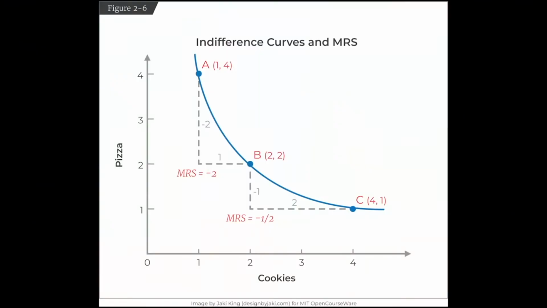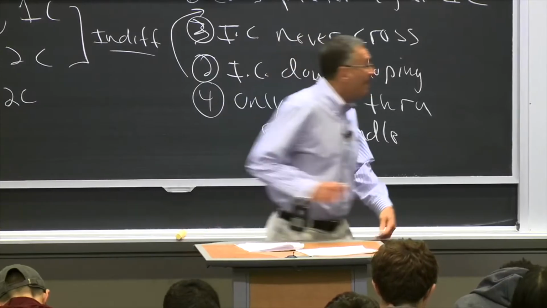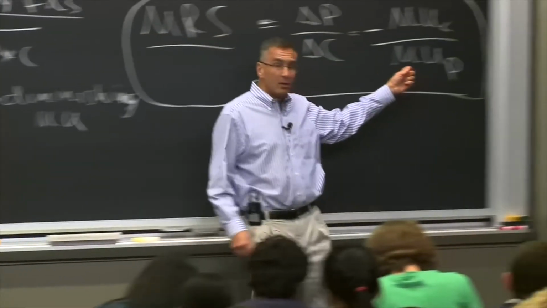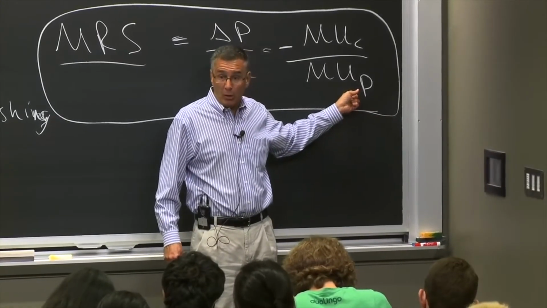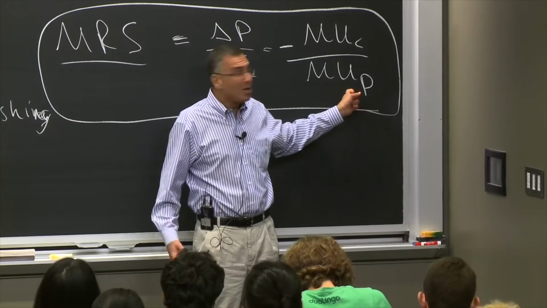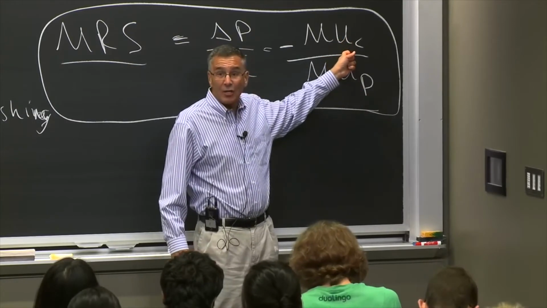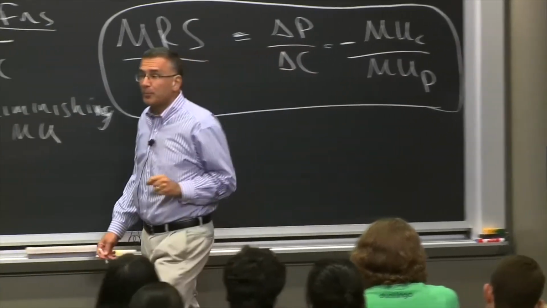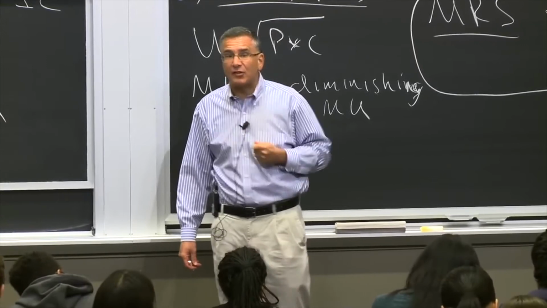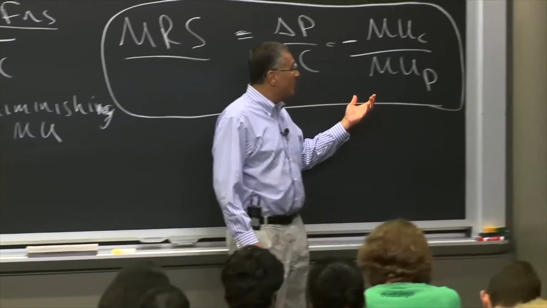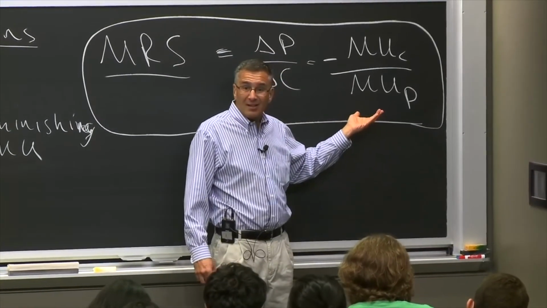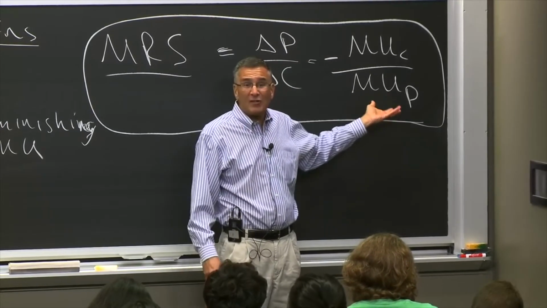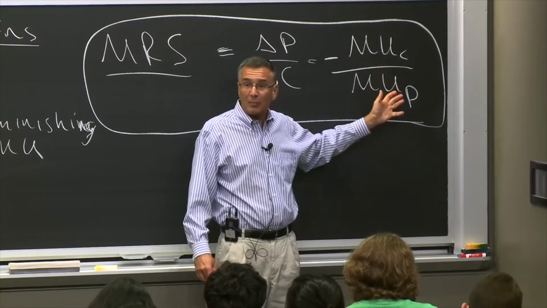So start at point A. You have lots of pizza and not a lot of cookies. You don't really want more pizza. You want more cookies. That means the denominator is small. The marginal utility of pizza is small. You don't really want it. But the marginal utility of cookies is high. You don't have many of them. So this is a big number. Now let's move to point B and think about your next decision. Now, your marginal utility of pizza, if you're going to go from 2 to 1 slice of pizza, is that pizza's worth a lot more than cookies. So now it gets smaller.